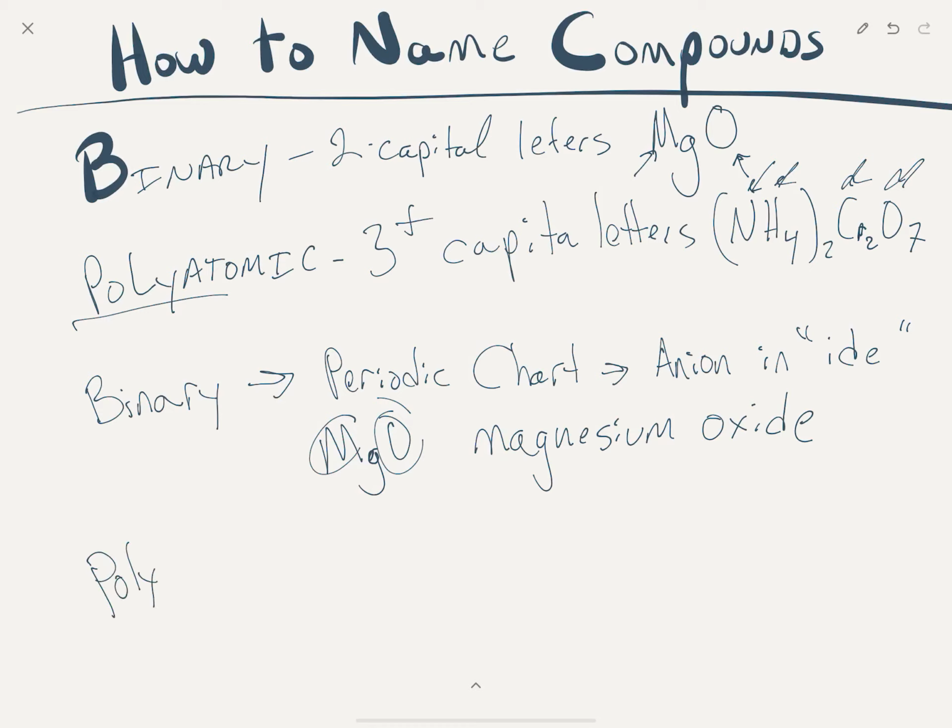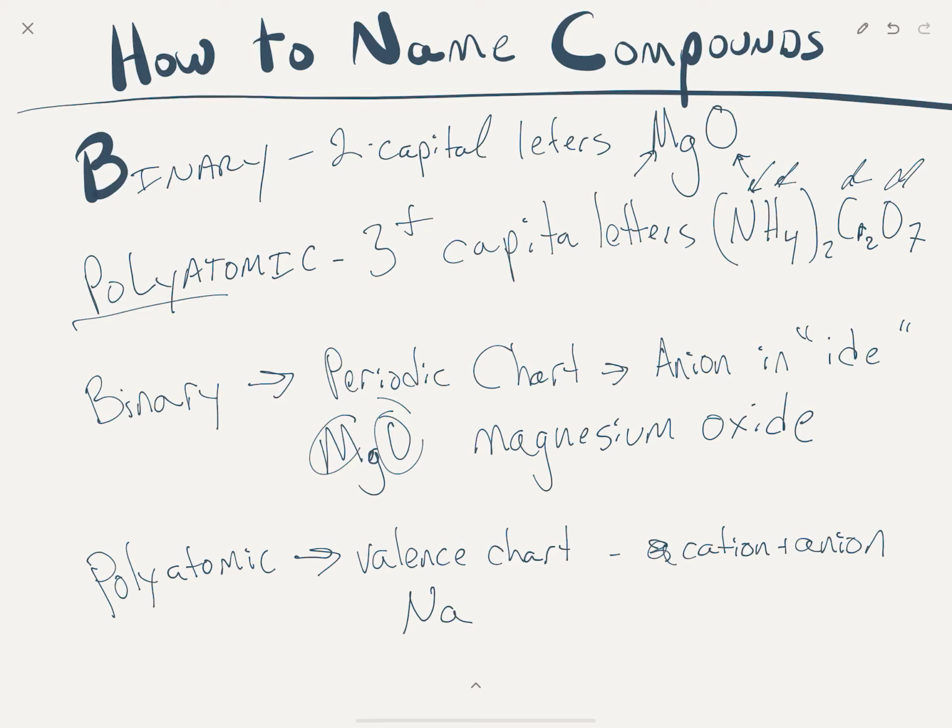Polyatomic, I think I'll give a different example than the one I used up top. You just simply use the valence chart and you write the name of the cation, plus the anion. So I'll give an example. Let's do something like sodium acetate.